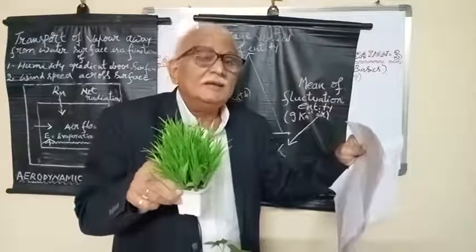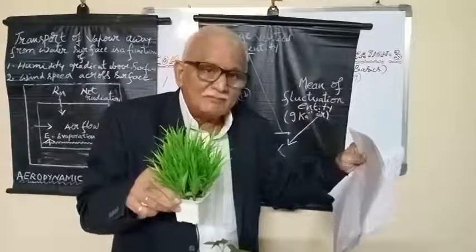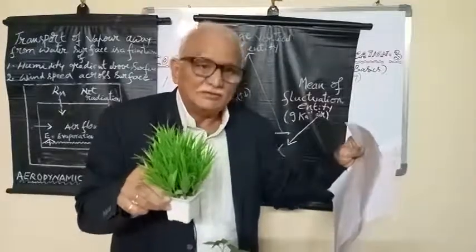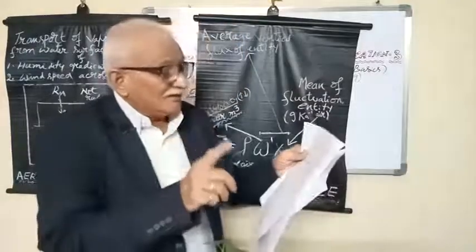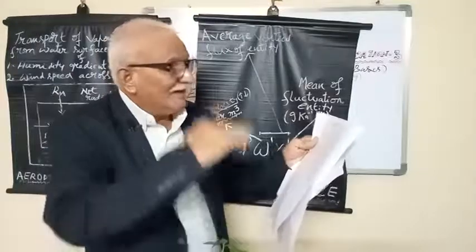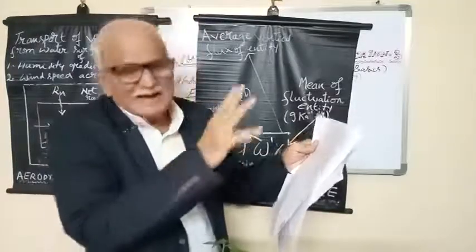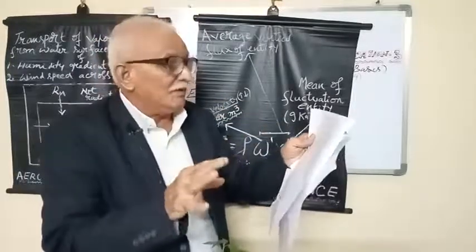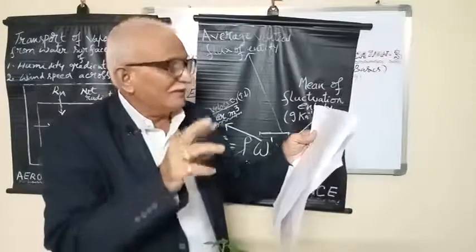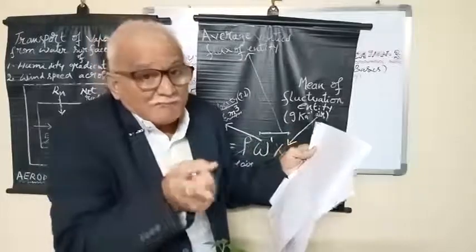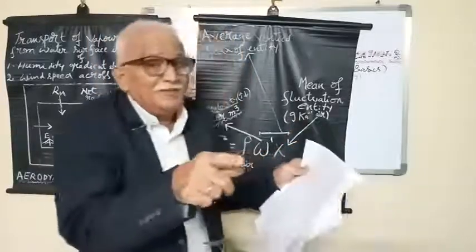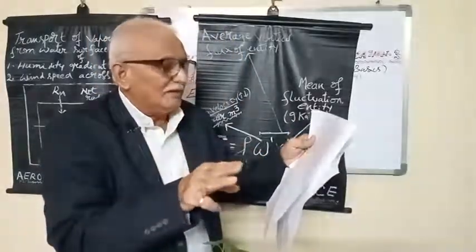First flux is momentum, second is mass, third is heat, fourth is the CO2 flux. Now, this method is based on the assumption that the vertical eddy flux, any of these vertical fluxes, can be determined by simultaneous measurement of the upward eddy velocity and the fluctuations in vapor pressure.